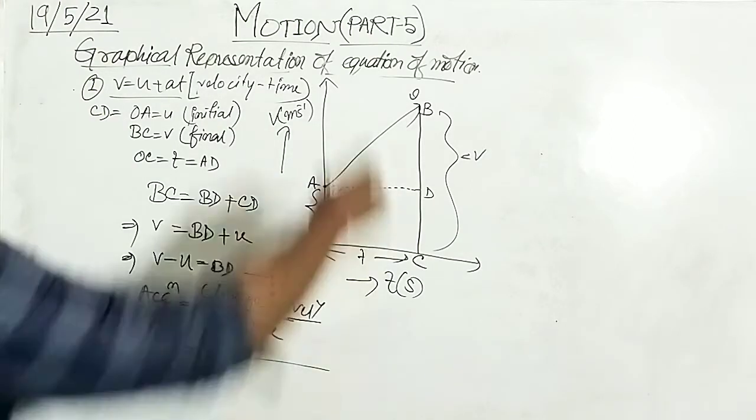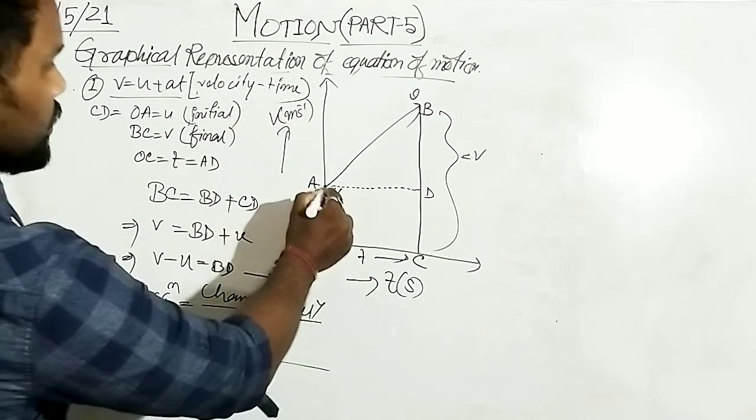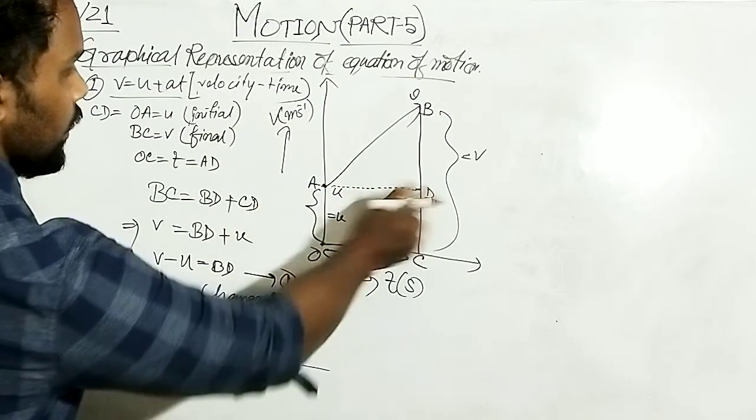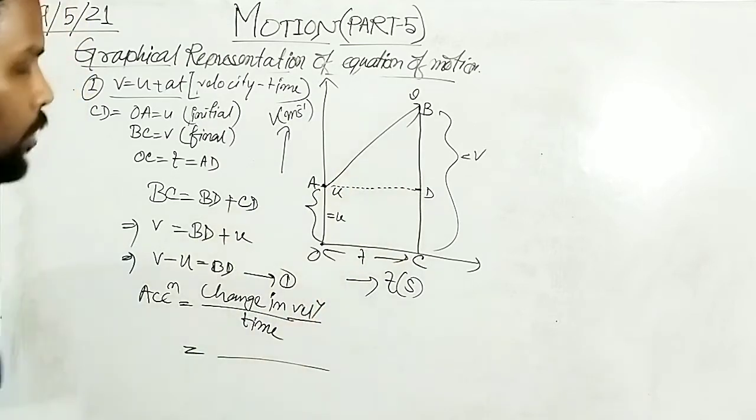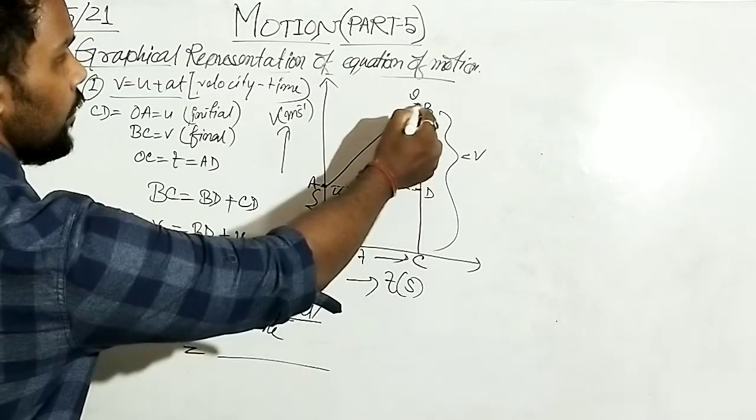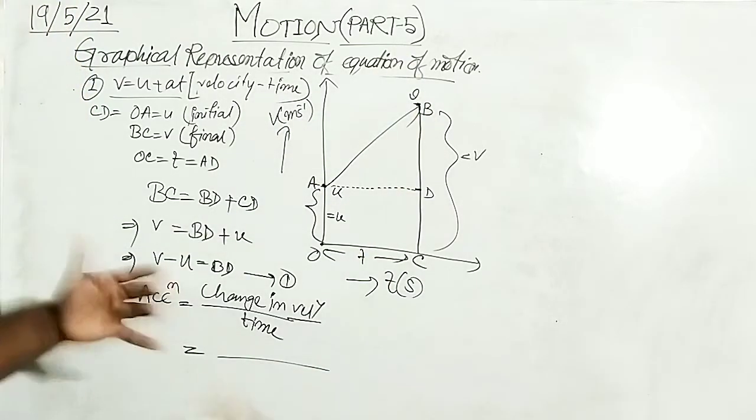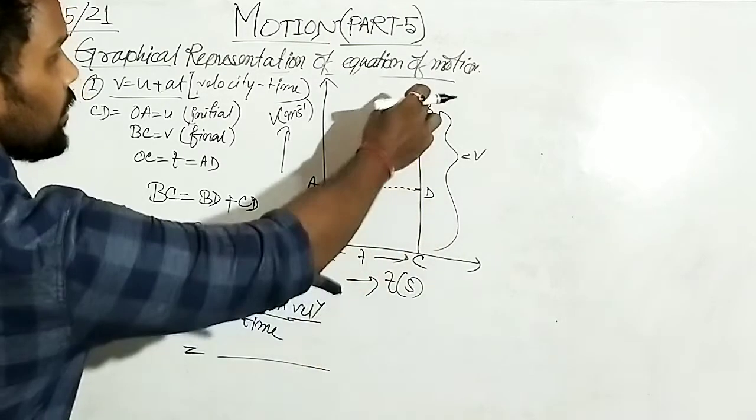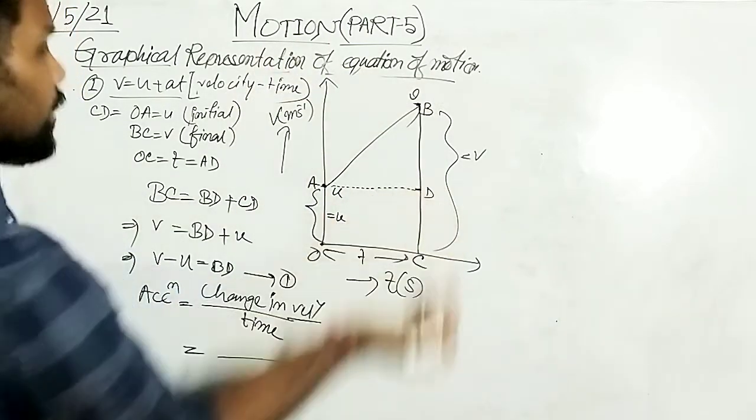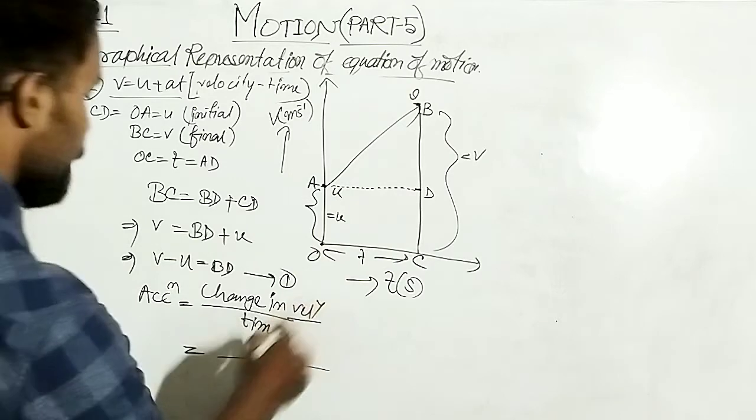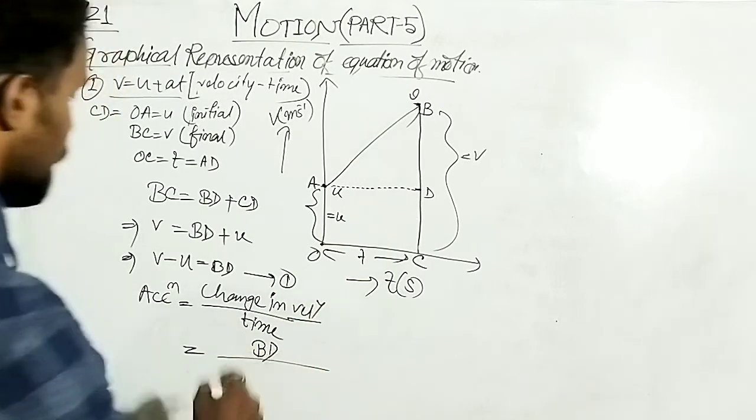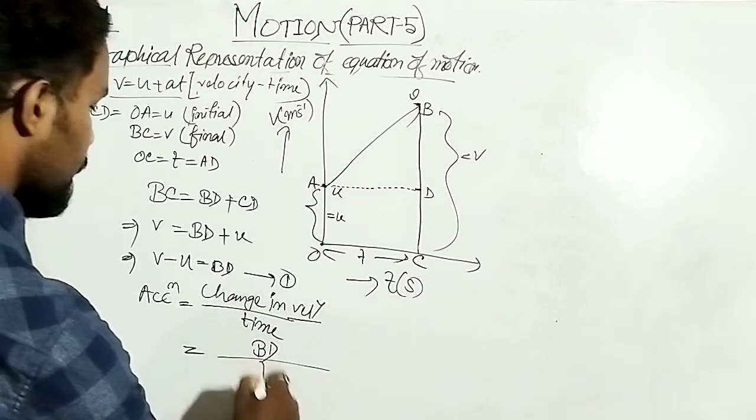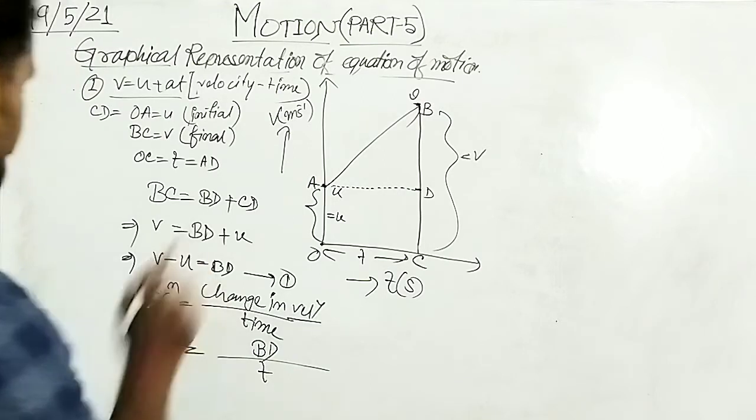Change in velocity is nothing but the BD, right? Because this is the A point. Till now we have velocity U, and till now, here we have got the velocity V. So what will be the change? From this distance to this, it is the V, and from this to this, it is the U. So what will be the change? The BD portion. BD by T equal to A.